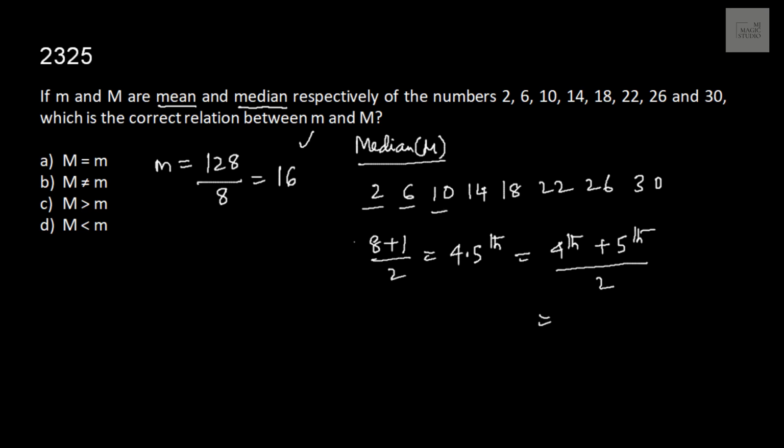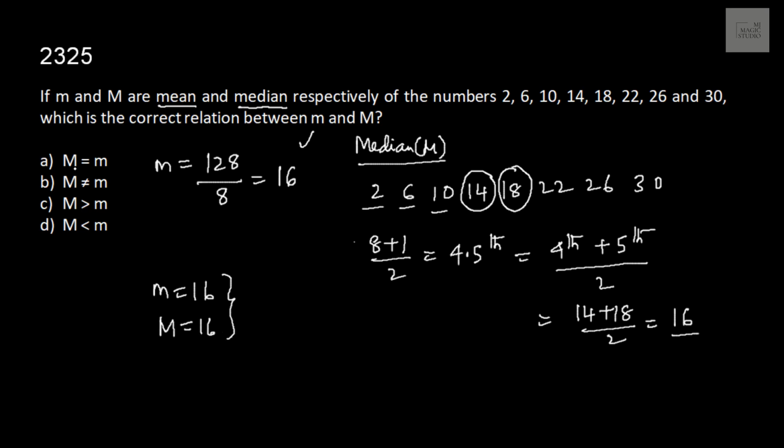So we have 1, 2, 3, 4. This is the 4th element from left and the 5th element from left. So it would be 14 plus 18 by 2. 14 plus 18 is 32, by 2, that is 16. So we have small n equal to 16 and capital M is also equal to 16. That means n is equal to M. Option A fits in.